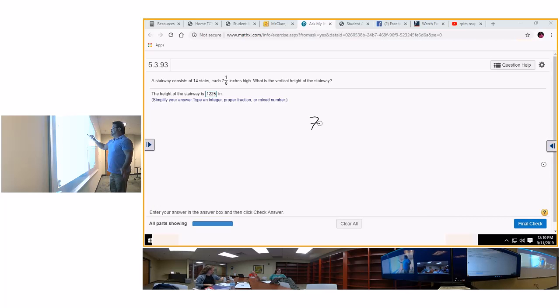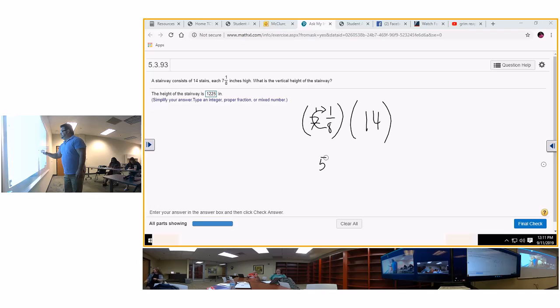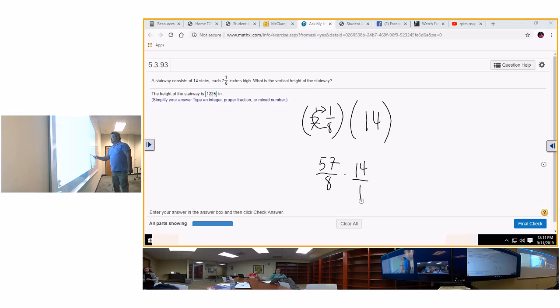Okay, I'm gonna finish this right quick. 7 1/8 times 14. Change this to a what? An improper. 8 times 7 is 56. That's 57 over 8 times 14 over what? 1. And then just multiply. And then you have to reduce.